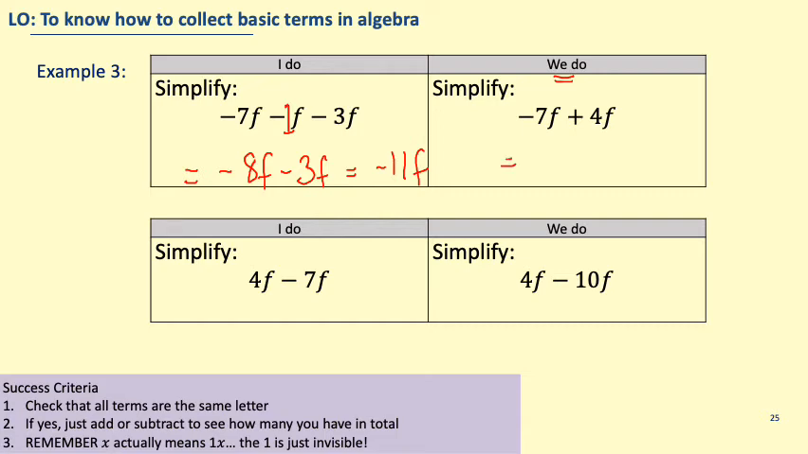Okay, so our starting point is negative 7f. Then we're adding 4f, so it's going to go up the number line. So it's going to be negative 3f. Okay, for the next I do, we've got 4f and we're subtracting 7f. So our starting point is 4 and we're going down the number line by 7. So we're going to end up at negative 3f again. Pause the video now and give yourselves 30 seconds to try and solve the we do.